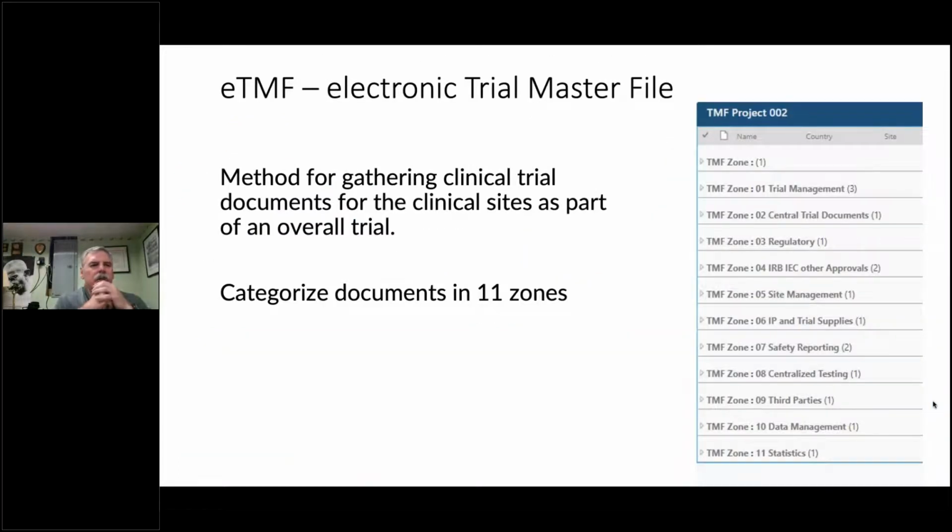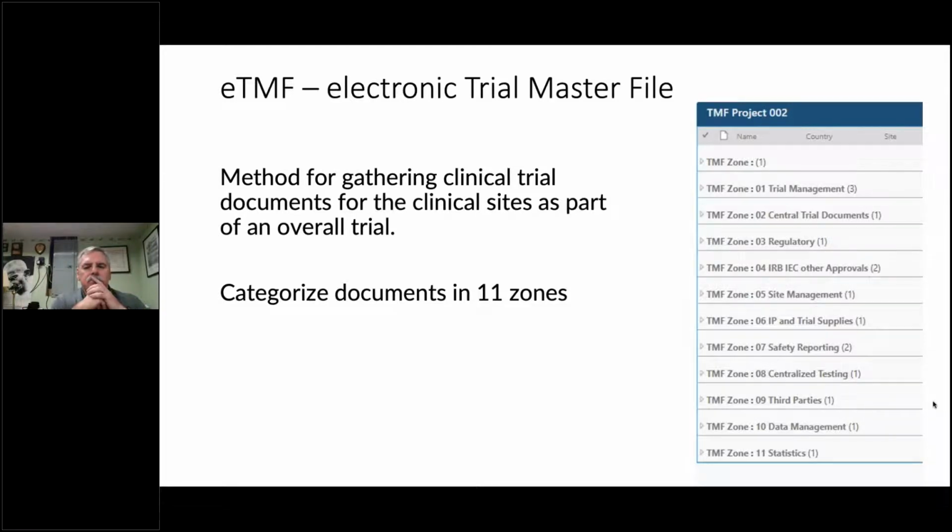So let me talk about each of the individual ones. The electronic trial master file is just a way of gathering clinical trial data. There are 11 different zones in it. It's a way of categorizing documents and data so they're easily ready for you to do submissions to the FDA.